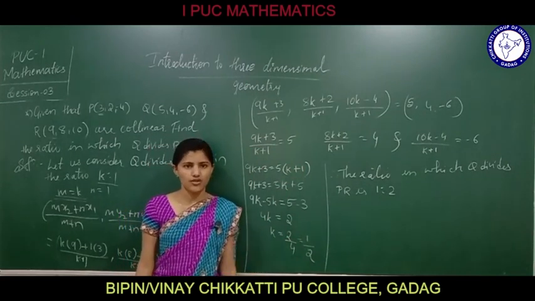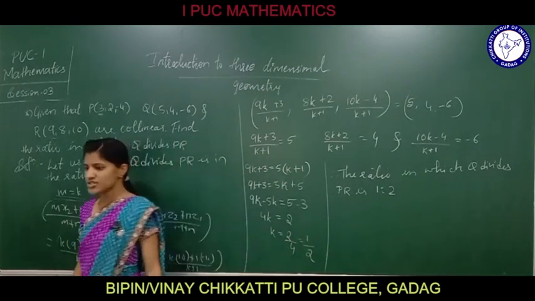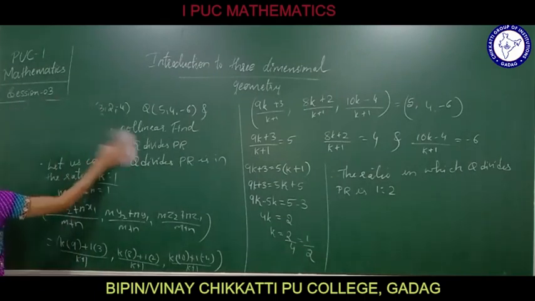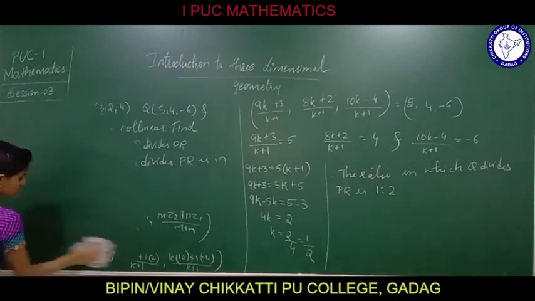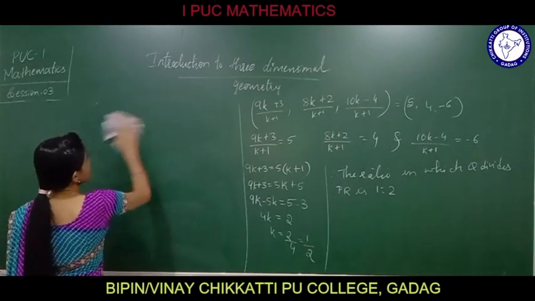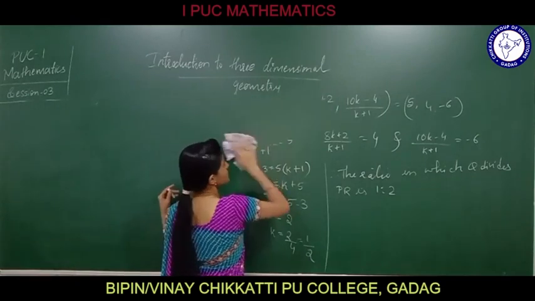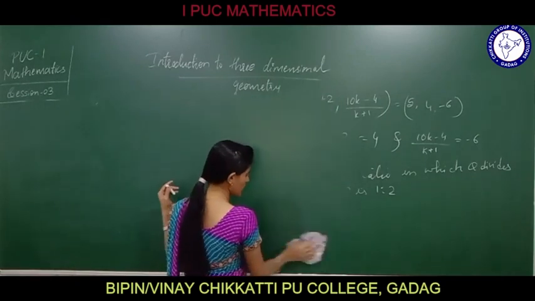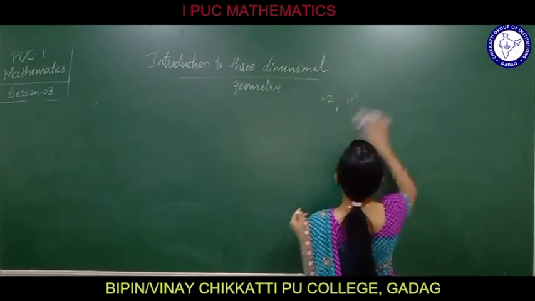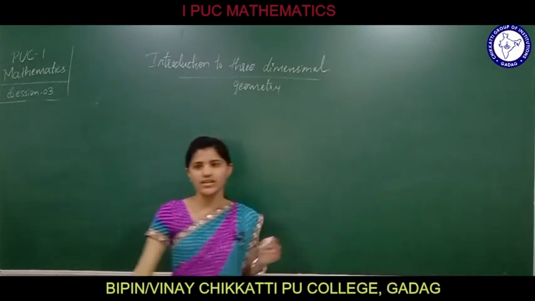I hope you all have followed this problem. Let us proceed to the next problem. These problems are very simple. We are just supposed to use the section formula and simplify. We should know the values of x1, y1, z1 and x2, y2, z2, and also the ratio m is to n.